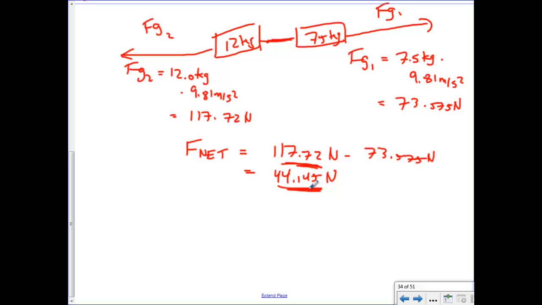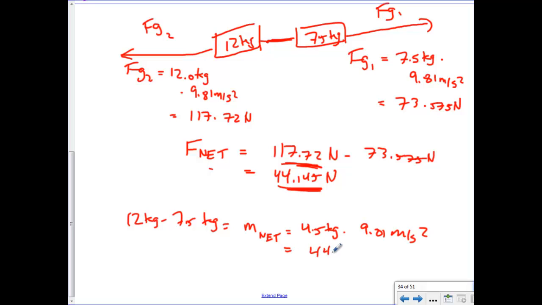What's really happening is one box is getting pulled one direction, and the other box is getting pulled the opposite direction. Right? So just find how much gravitational force each one has and subtract it. Heather, you, I think, had a suggestion of subtracting the two masses. Yeah, and it worked. What you could also have done was 12 kilograms minus 7.5 kilograms, which would give you a net mass of 4.5. And then you could have times that by 9.81 meters per second squared. And that should also have given you 44.145 newtons. So your method would work.